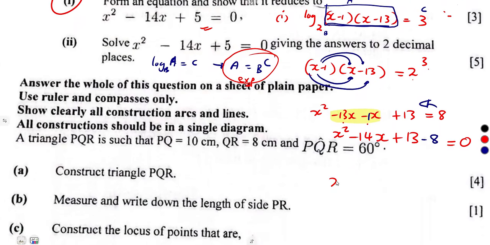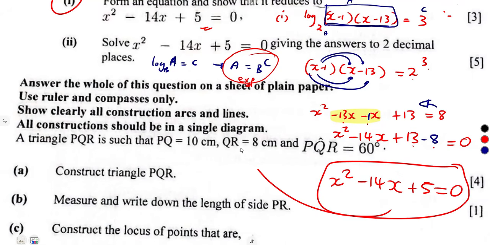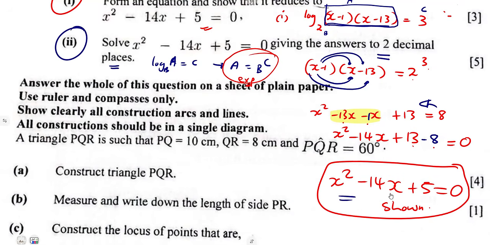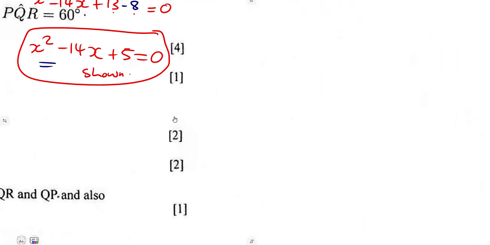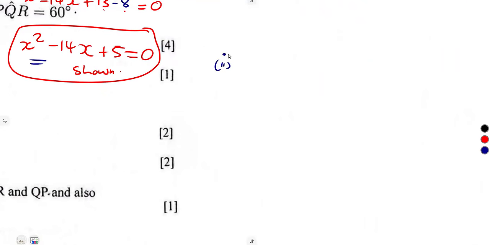So that's it. X squared minus what? 14x. 13 minus 8, which is what? Positive 5, and that's equal to 0. So as we can see, this is exactly the equation that we are given to show that it's going to reduce to. All right, then from there, item 2, it was to solve that equation, giving answers to 2 decimal places, this equation that we have already shown. Let us simply solve that equation. So that was the item 2. To 2 decimal places, definitely have to use what?